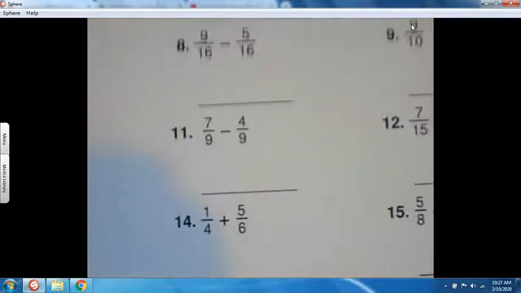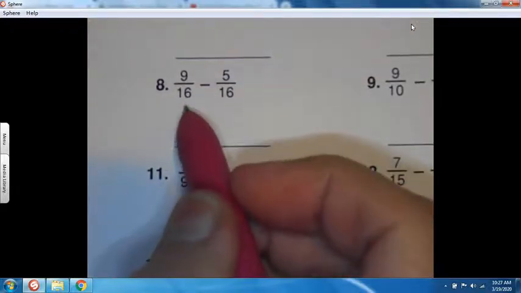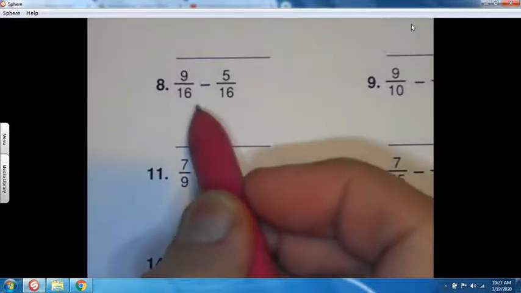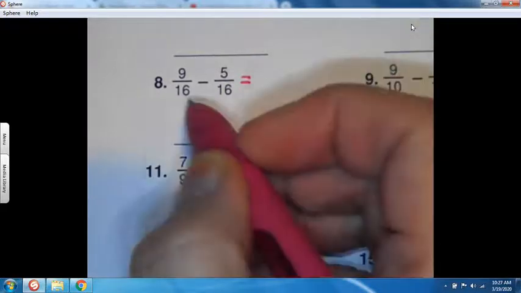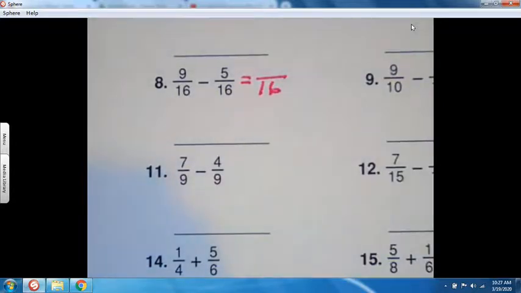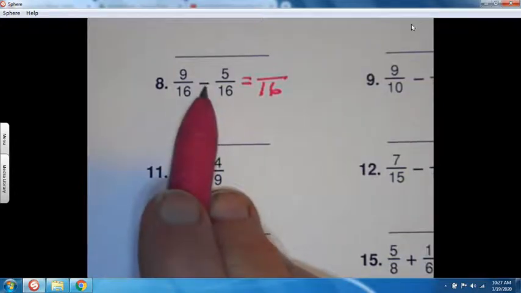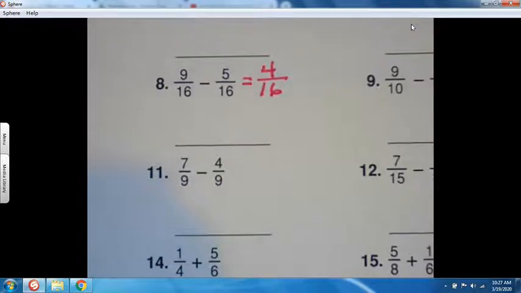All right. You don't have to change this vertically. We just leave it like this because the denominator is the same. So we put our equal sign here, and we copy the denominator. Check your sign. Subtract. So 9 minus 5 is 4, and your answer is 4/16. But are we really done?